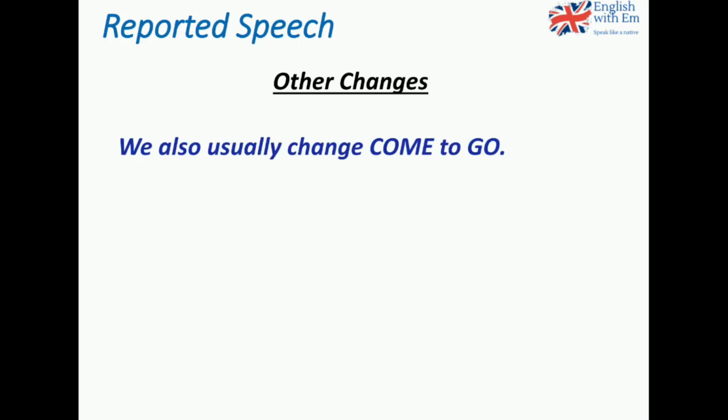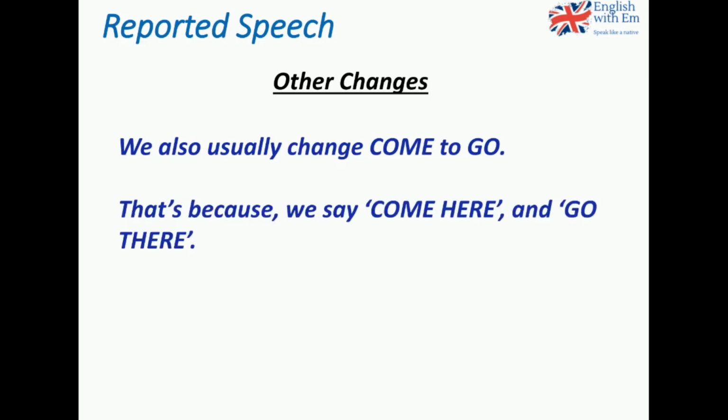There are some other changes that we need to make, and these actually happen as a result of, or they're related to the adverb changes. So we usually change come to go. That's because we say come here and go there. So it's a question of location. The place or the location has changed. We wouldn't say come there or go here. It just doesn't sound right. So come usually changes to go.